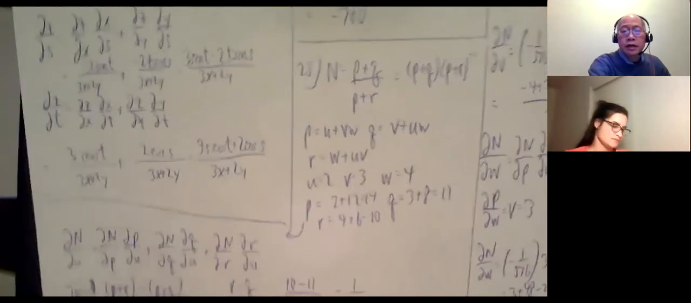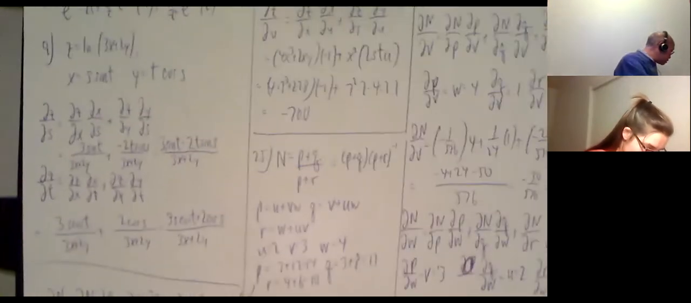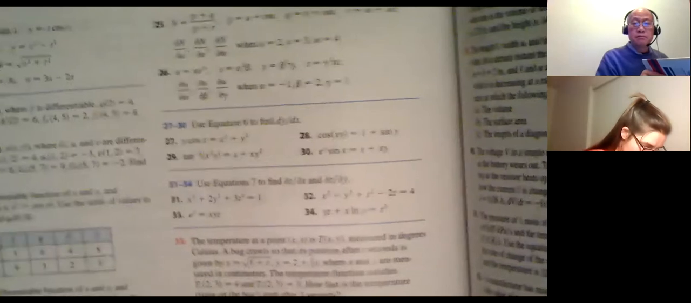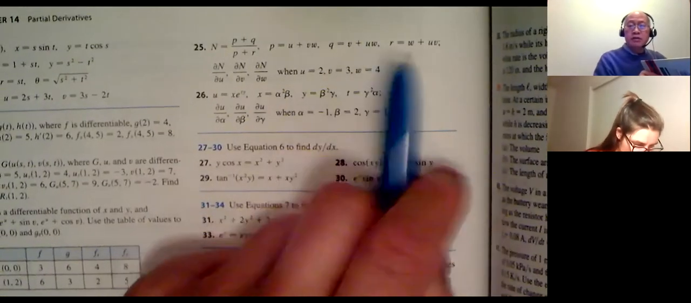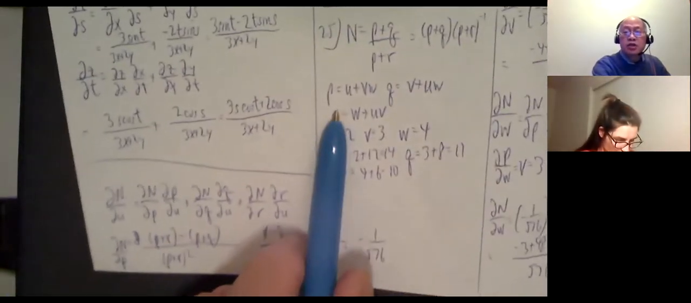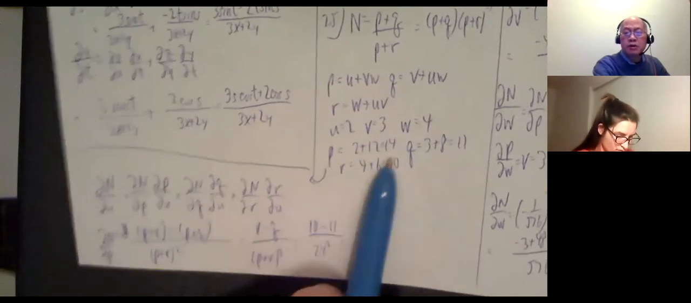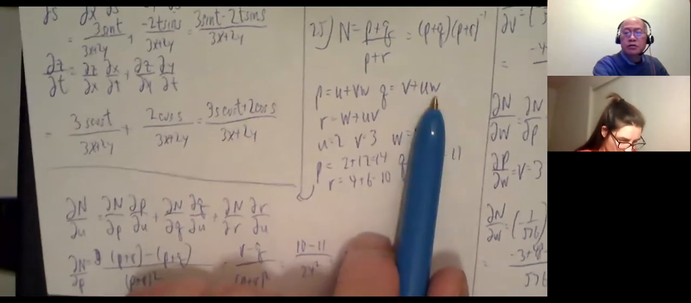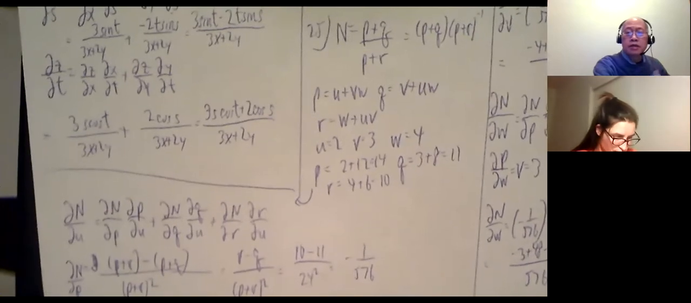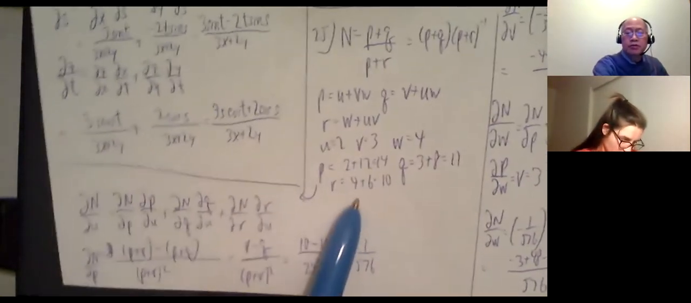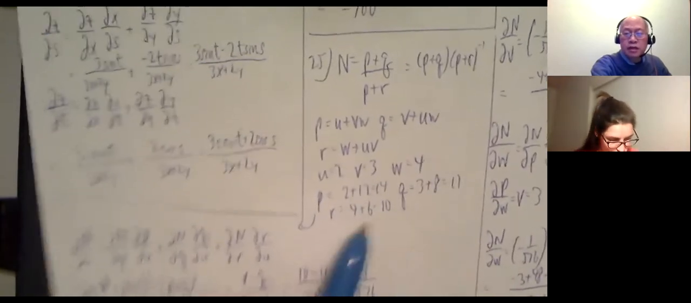And here are all the relations. They said u is 2, v is 3, w is 4. I forgot to show you that. Take all these, plug them in here, and here, and here to find the corresponding p-values. So let's see. p is u plus vw. So that's 2 plus 3 times 4, 2 plus 12 is 14. q is v plus uw. So v is 3, uw is 2 times 4 is 8, q is 11. And r is w plus uv, 4 plus 2 times 3, 4 plus 6, 10. So at the appropriate time, I plug in u is 2, v is 3, w is 4, p is 14, q is 11, r is 10.